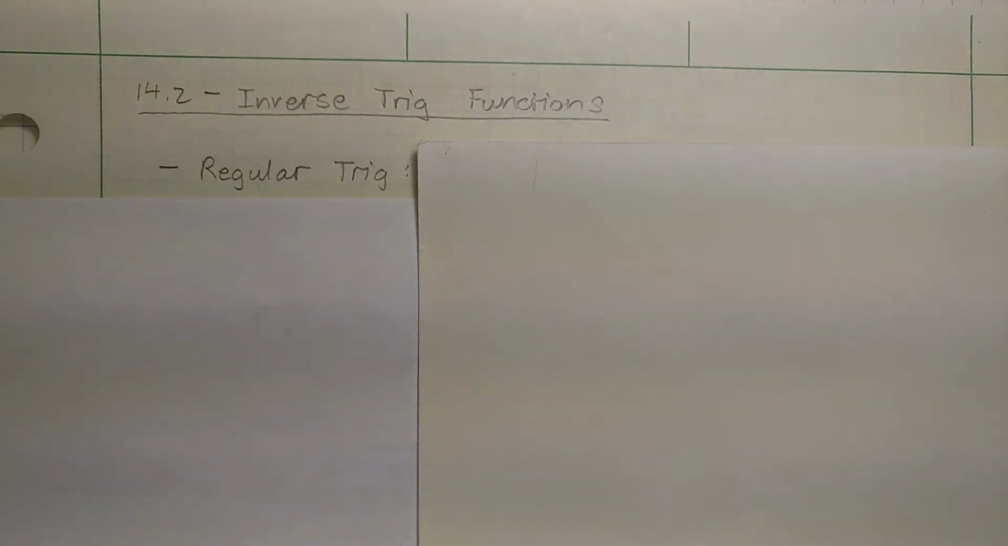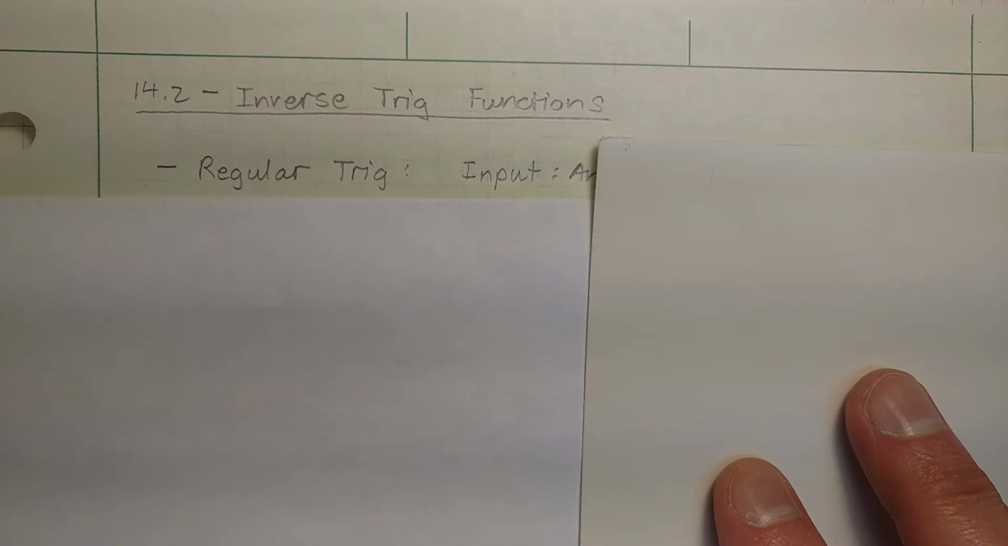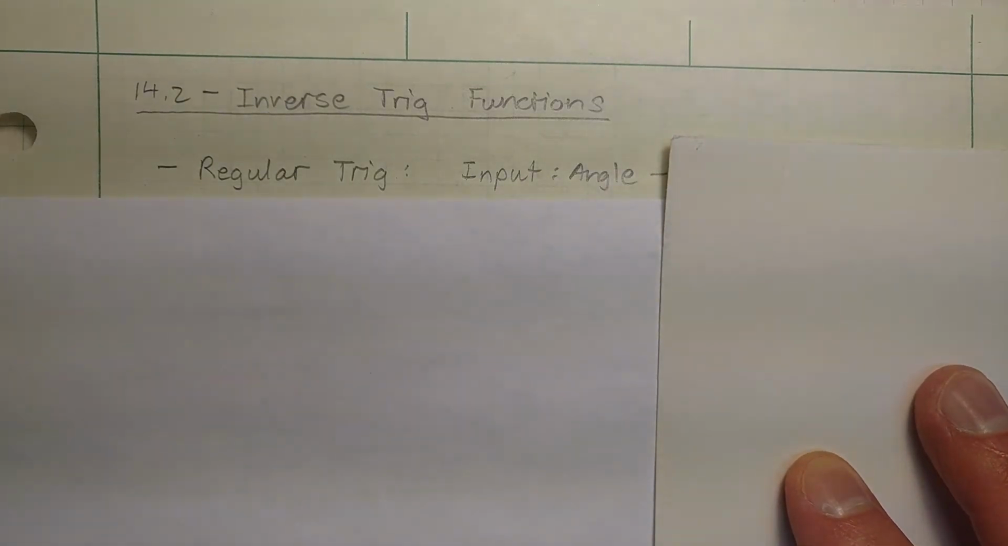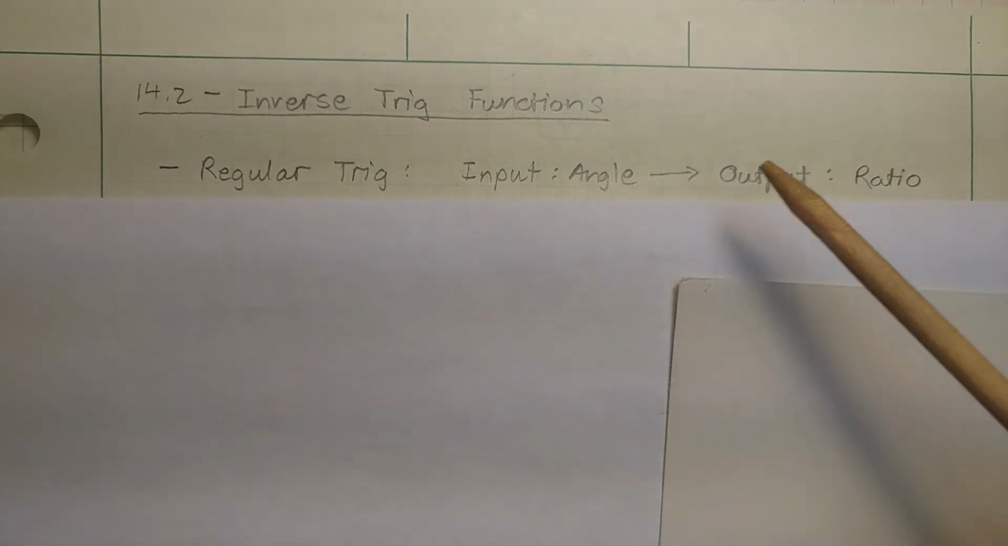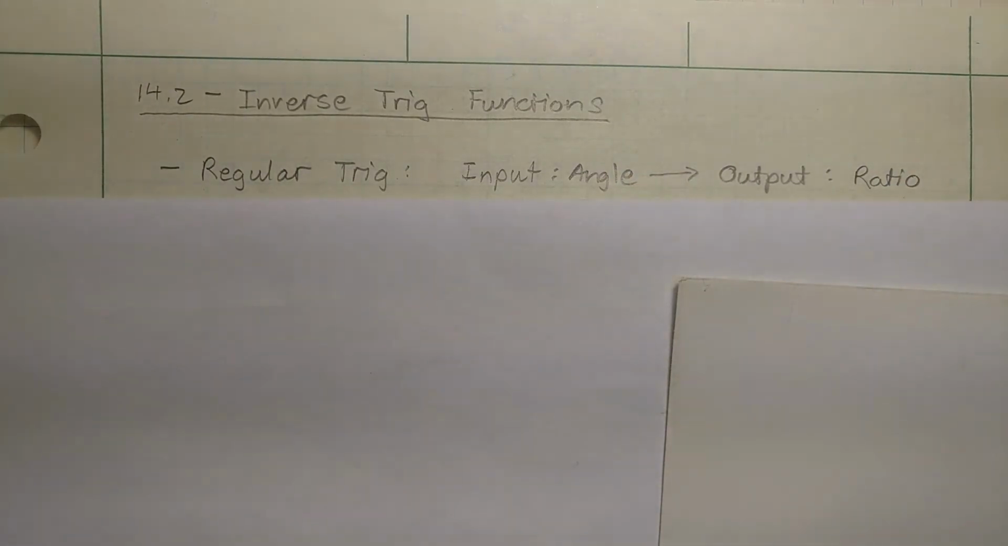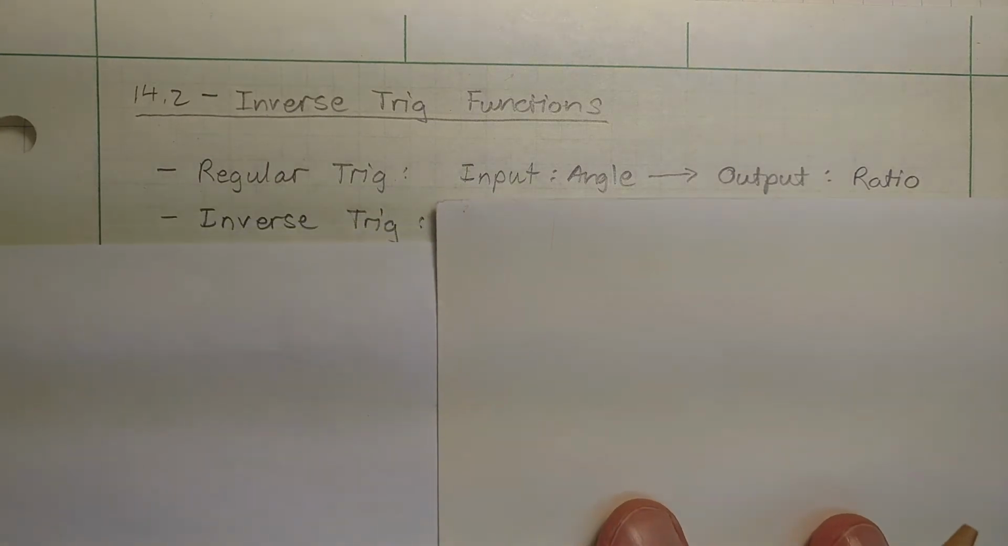In a regular trig function, our input is an angle, and the output is a ratio, that side ratio. For instance, if I ask for the sine of 30 degrees, the output is the ratio of the opposite side over the hypotenuse when the angle is 30 degrees. Well, there come situations where I may know the output, I may know the sides, but I need to figure out what the angle is. To do that, I need an inverse trig function.